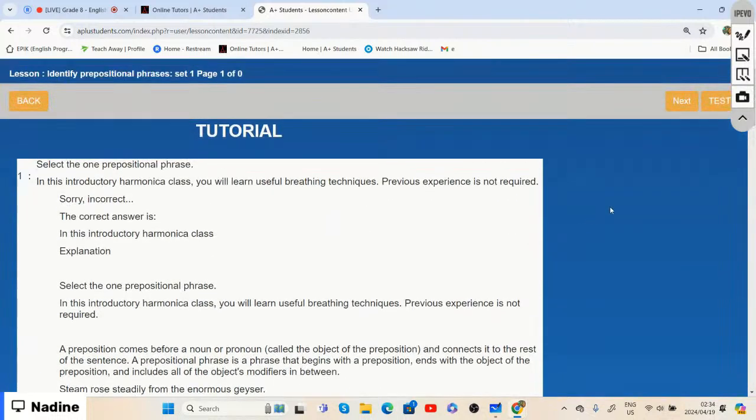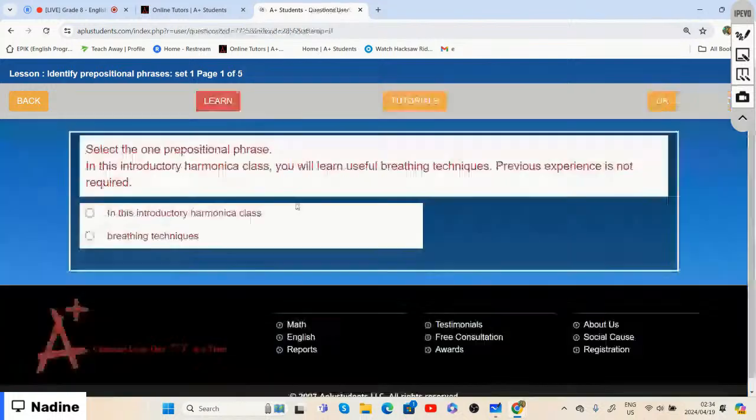All right. So now we're going to our test where we're going to identify the prepositional phrase by selecting the prepositional phrase. In this introductory harmonica class, you will learn useful breathing techniques. Previous experience is not required. We need to select the prepositional phrase. Is it in this introductory harmonica class or breathing techniques?